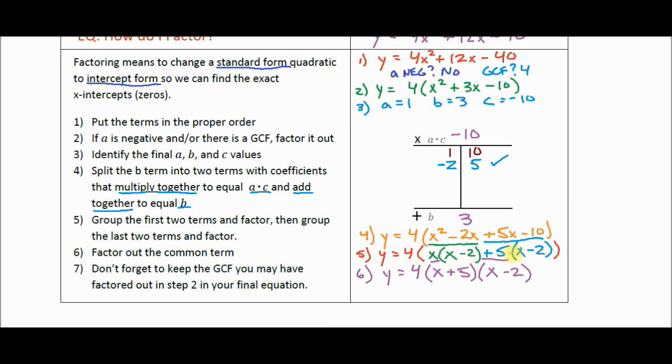This common term, x minus 2, can be written on the end, and the x and the plus 5 can be combined together in a binomial. Again, do a bunch of these, we'll be able to get it. Number 6 now shows our factored form, and this is now an intercept form. And if you look at step number 7, it says, don't forget to keep the GCF you may have factored out in step 2 in your final equation. We did that right here. Our GCF was 4. We kept it in every step the whole way.